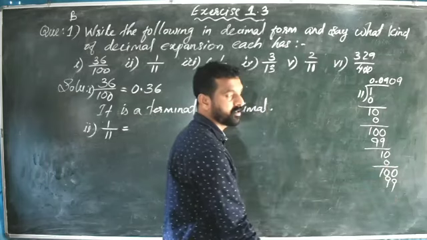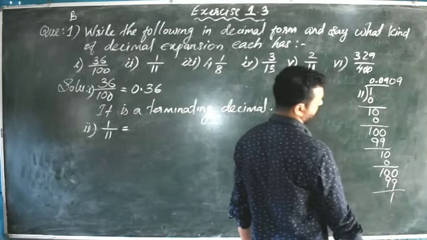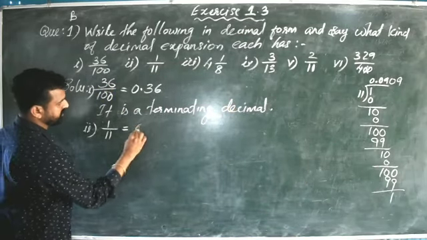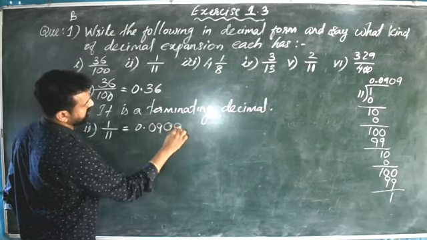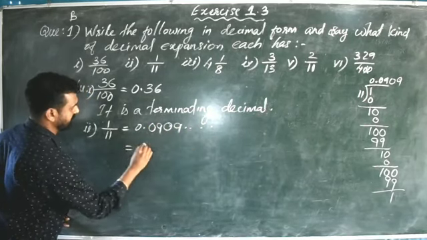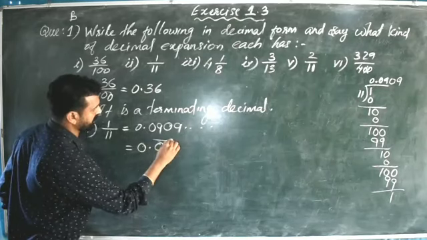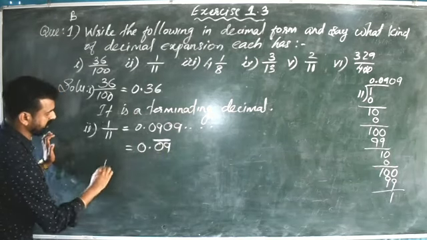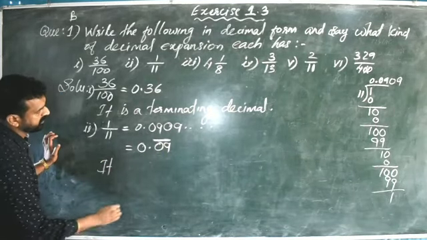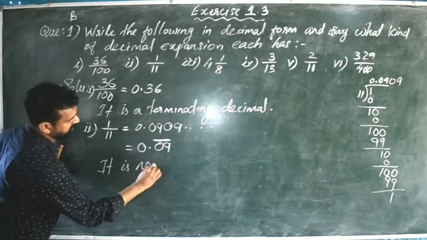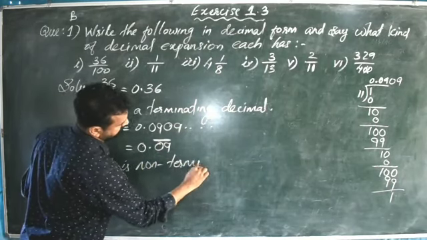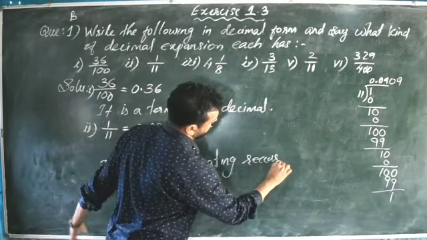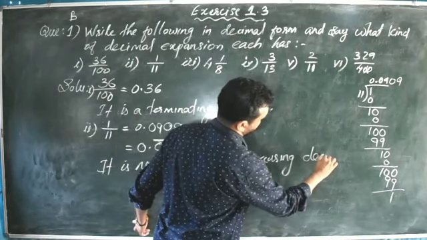Now you see this one. 09 is repeating. Again you see the remainder will come 1. 09 is repeating. So here the answer is 0.09, 09, etc. That we can write as 0.09 bar. Therefore, if a bar is there, then which type of decimal expansion is that? It is a non-terminating recurring decimal.